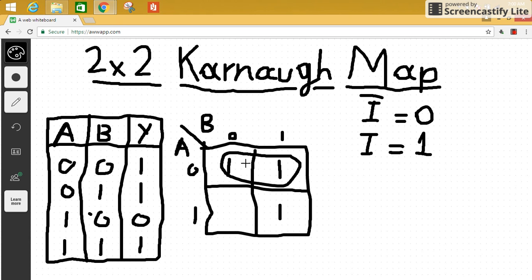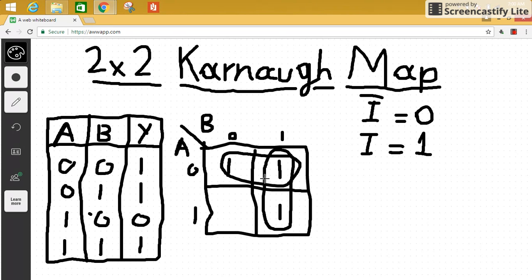After pairing this up, we are left with this input. Since we can't take an input alone, we have to pair this up as well. And so we pair it up with this one in a vertical direction. That is, here you go.